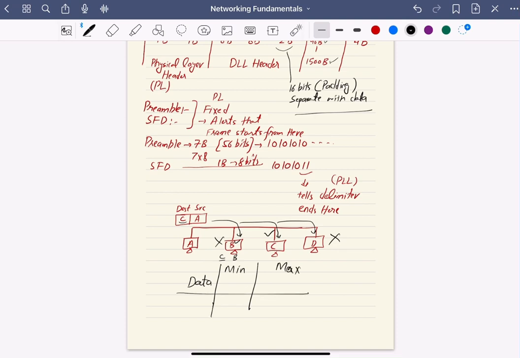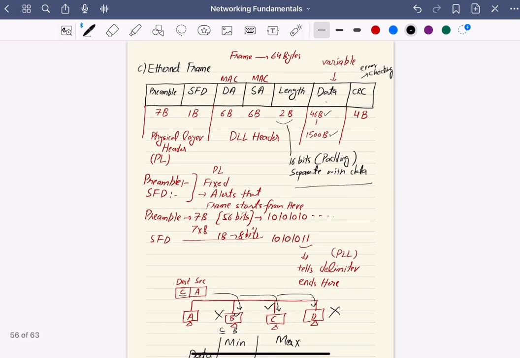And let's say this is the frame. I'm basically using the frame which is at the DLL. The physical layer components have nothing to do with the data or the frame, they are just like an alert. So I'm just considering this one, and that's what most of the books actually do.